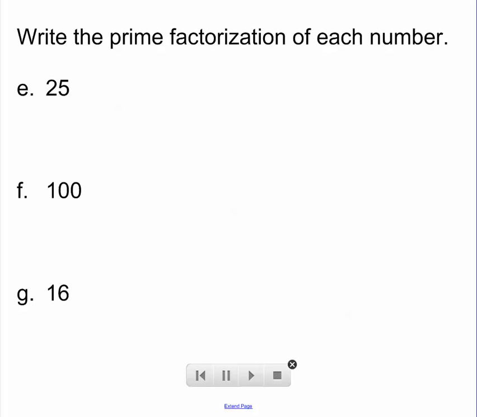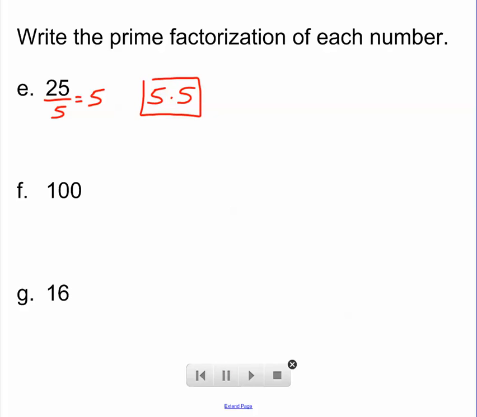Let's write the prime factorization of each of these numbers. I like that division method. I use it. 25 is not divisible by 2. It's not divisible by 3. Those are the first 2 prime numbers. Is it divisible by 5? Yes. And then we end up with a prime number, so its prime factorization is 5 times 5.